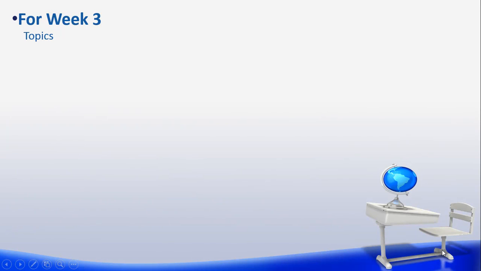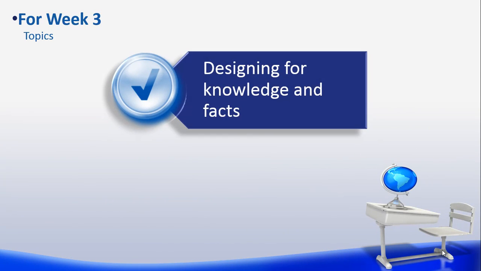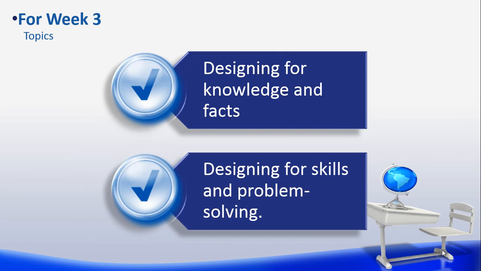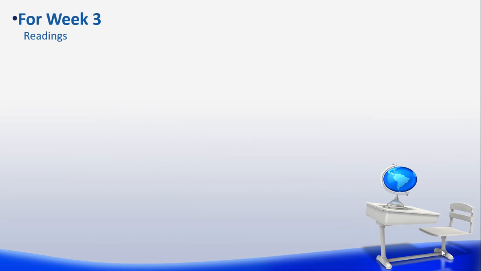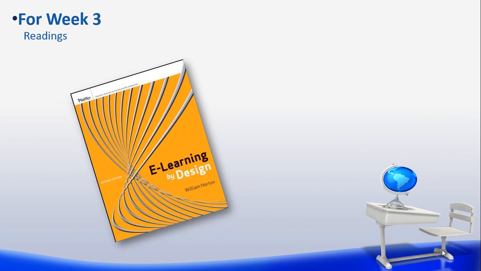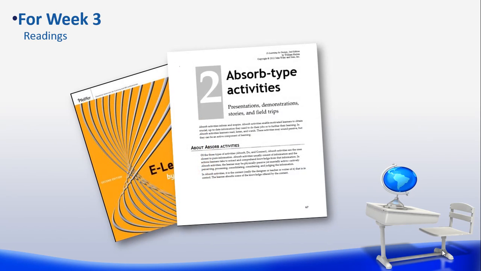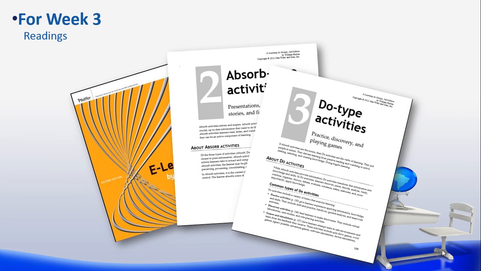For week 3, we have 2 topics. The first one is designing for knowledge and facts, and the second one is designing for skills and problem solving. And for the readings, we're going to go back to our textbook, and from there we're going to read Chapter 2, Observe Type Activities, and Chapter 3, Do Type Activities.